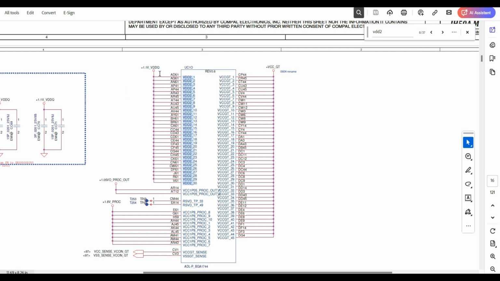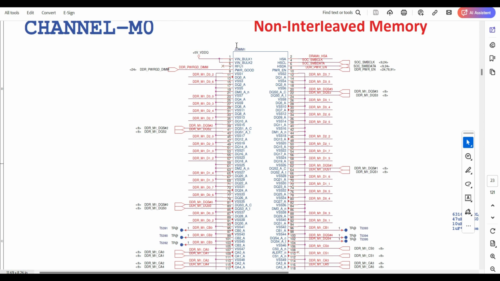We will check the SODIMM supply. This one is the DDR5 DIMM slot. The VIN bulk has 5 volts. The main supply is 5 volts, not 1.2 volts or 1.1 volts. The 1.1 volts VDDQ is only the processor supply, not this one, and also the memory down supply, which means the onboard RAM supply.